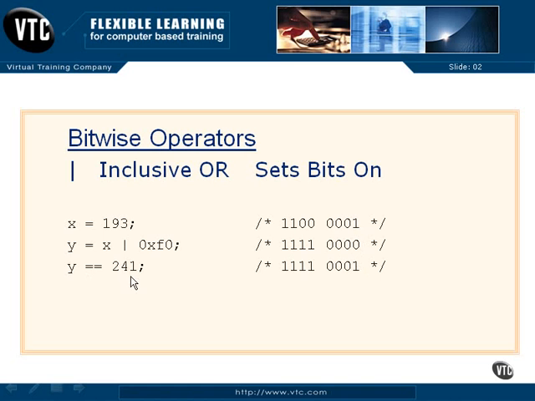So that allows us, when we OR things, to make sure that bits are turned on. And if bits are already on, that's okay. They'll still pass through. But the OR will make sure that we get these two turned on as it comes through.